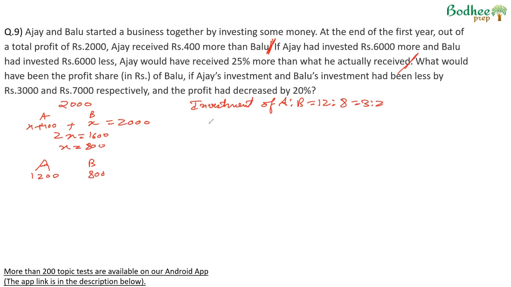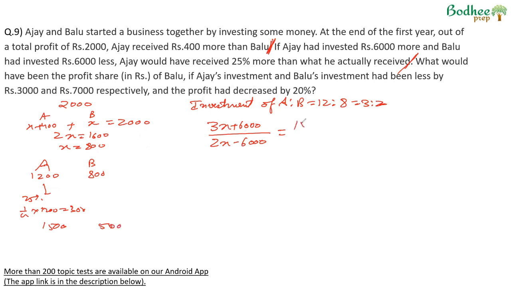So Ajay's investment becomes 3x plus 6,000 because his investment initially is 3x, Balu's is 2x. And Balu had invested 6,000 less, 2x minus 6,000. This is the ratio of their investment, and this is how the money will now be distributed. Ajay would have received 25% more than what he actually received. So instead of 1,200, he will receive 25% more. 25% is 1/4 of 1,200, which is 300. So instead of 1,200, Ajay will receive 1,500, which means Balu will receive 2,000 minus 1,500, which is 500.